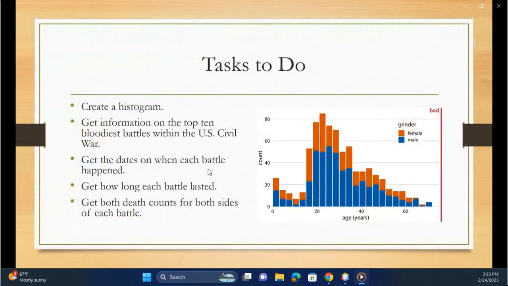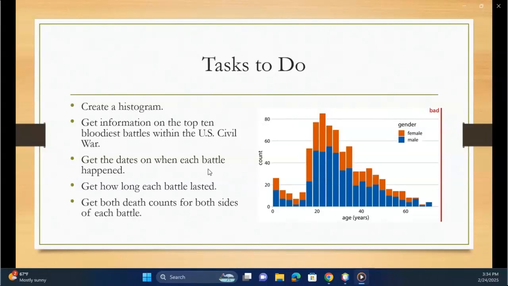For the task that we need to do, first, it comes down to the graph. We picked a histogram for ours, and on the right you can see an example that roughly represents what we want for ours. And when it comes to the information, out of all the battles within the United States Civil War, we're going to get the top 10 that were the bloodiest and had the most deaths.